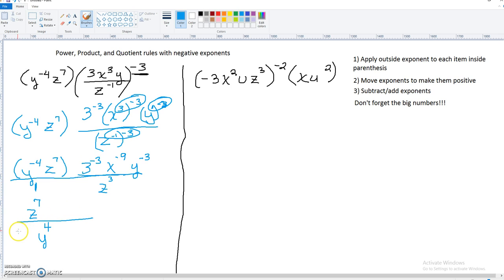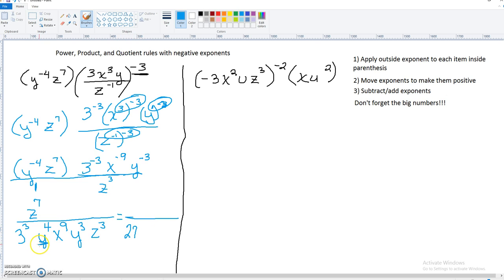3 to the negative 3 has to move to the bottom. So now we've got 3 cubed. X to the negative 9 has to move to become positive. Y to the negative 3 moves to become positive. And z to the 3rd stays where it is. I'm running out of room, but hopefully we can combine everything with this last step here. Okay, so we're going to look. 3 cubed is 27.